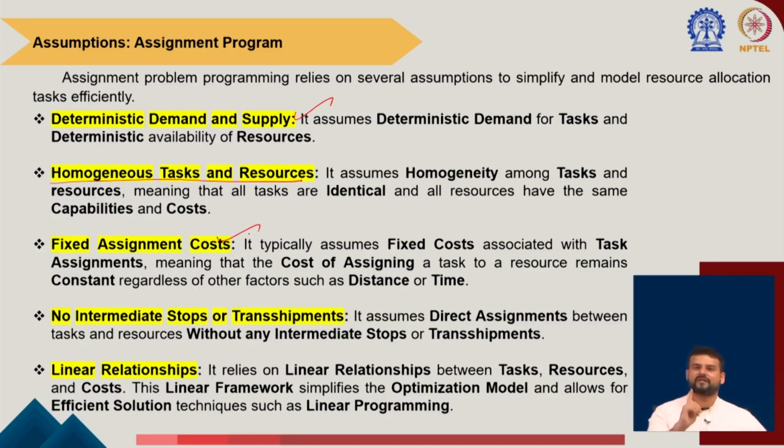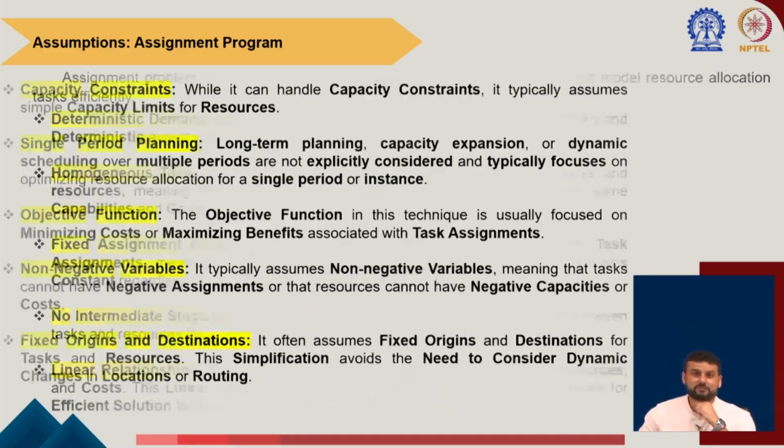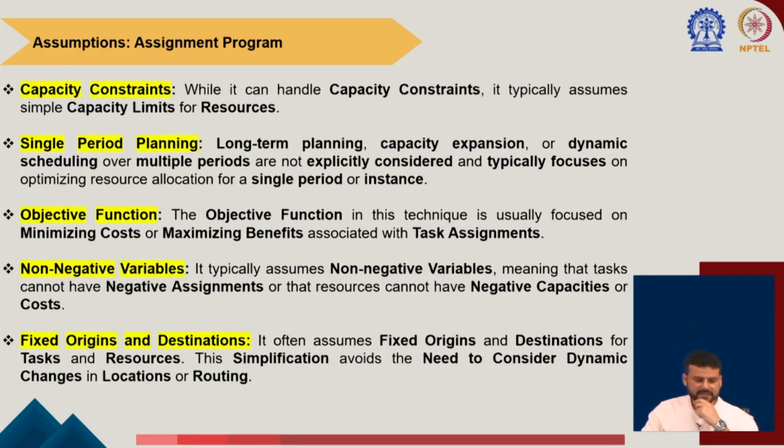Fixed assignment cost: what we are saying is, if today the cost is maybe 15 rupees, tomorrow also the same cost will be there, which is not the case. If you upgrade your technology, maybe the cost will come down. If raw material cost increases, maybe the cost will increase, right? No intermediate stops or transshipments: we are considering direct assignments from factory 1 to market 10, right? Intermediaries we are not considering. Linear relationship: this is the basic assumption under linear programming, that the relationship between the variables should be linear. For non-linear relationships, non-linear programming methods are used.